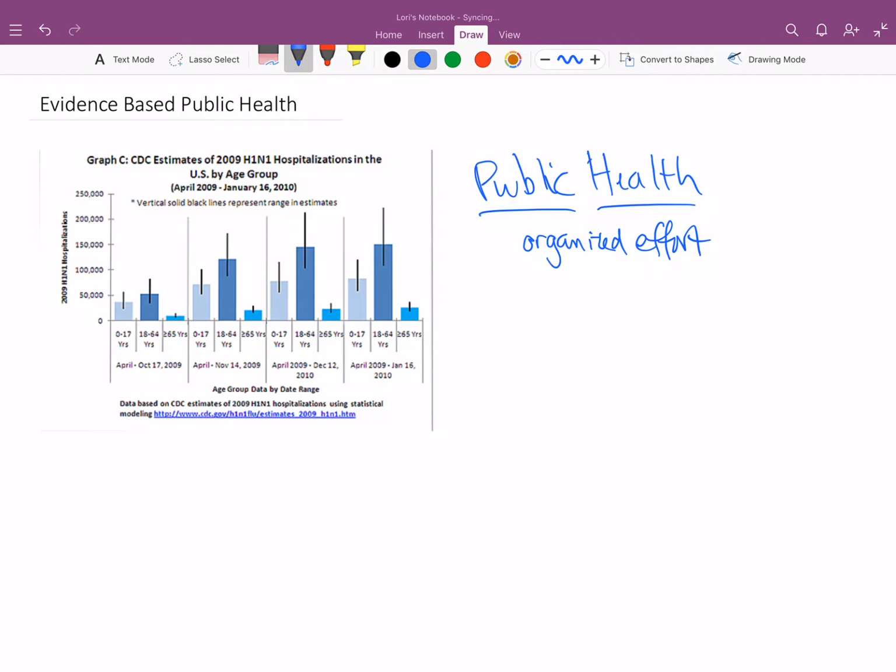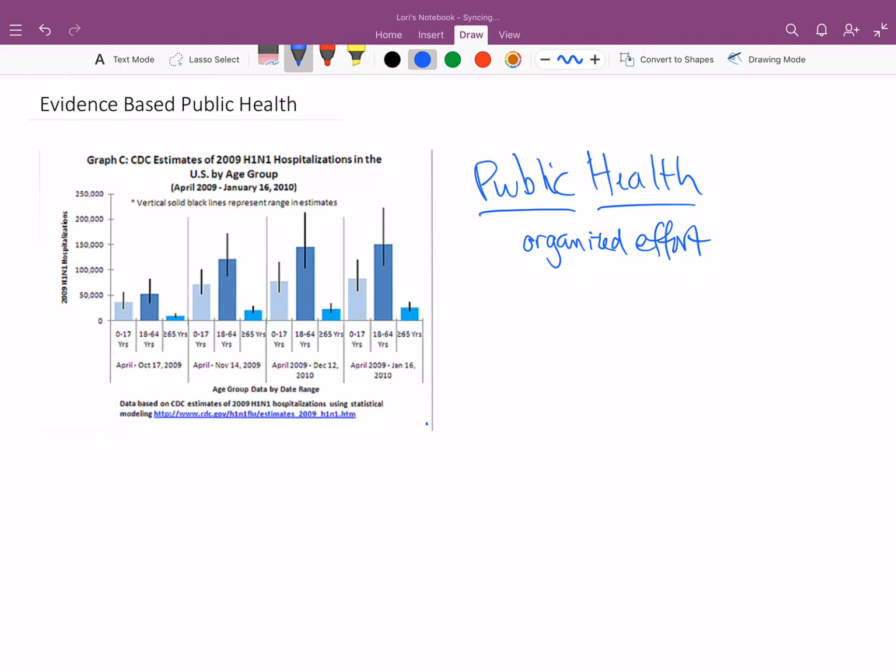Then evidence-based public health is having that organized effort based on evidence that we can collect and use to make sure that the effort we're putting in is going to improve the health of that community. So here's a little bit of a graph.